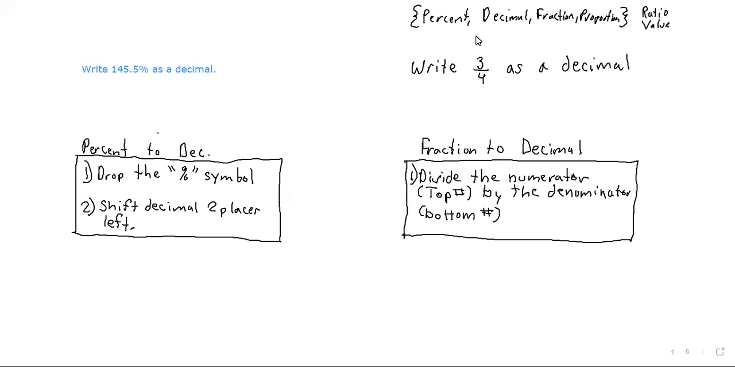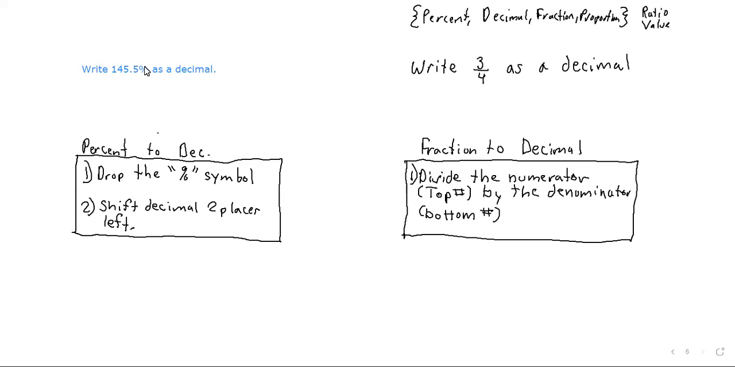For that reason, you can easily move between any two of them. I can go from percent to decimal to percent. I can go from a fraction to a decimal or a decimal to a fraction. I can go from proportion to a fraction or a fraction to proportion and anything else in between. So we can interchange between any two of these four, and this is what they're testing you to see if you're going to do.